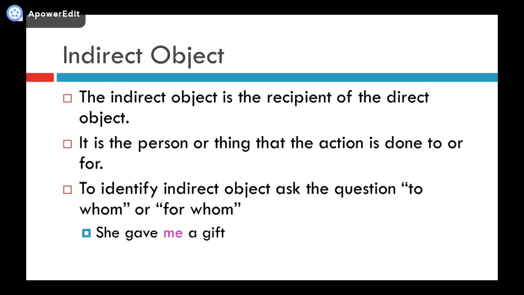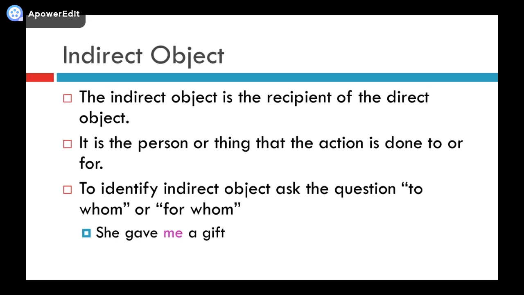So it will usually be a noun or a pronoun that comes between the verb and your direct object in a sentence. For example, she gave me a gift. So who gave? She gave. So she is your subject. Gave is what? Your verb. But she gave what? She gave a gift. So a gift is your direct object. But to whom she gave? She gave it to me. So I become the indirect object.